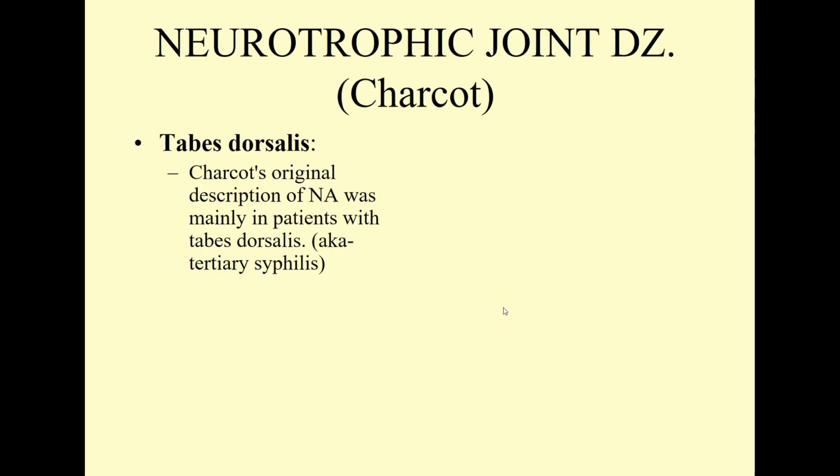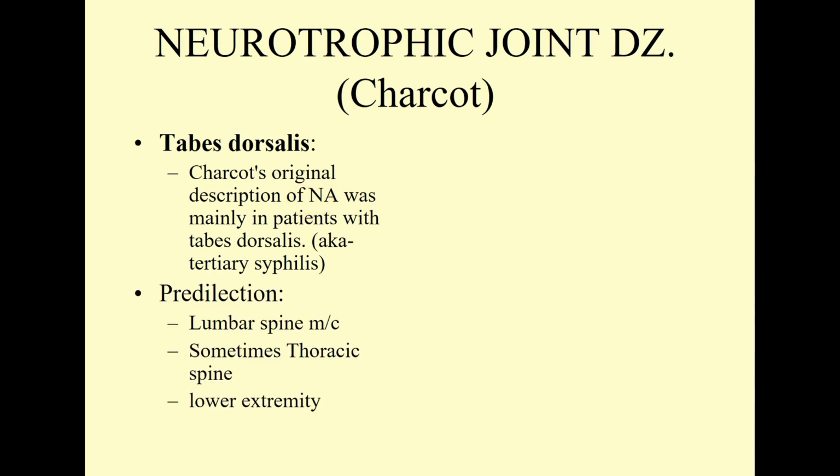Tabes dorsalis, or tertiary syphilis. This was actually where Charcot did his original work, and his description of neurotrophic arthropathy really came out of the tabes dorsalis or tertiary syphilis infirmaries. We see a certain predilection for the lumbar spine, and it can produce what's called the tumbling spine presentation. It's a little less common in the thoracic spine, and there are some effects in the lower extremity, but I will tell you these days, your first thought for lower extremity involvement really should be the diabetic patient.